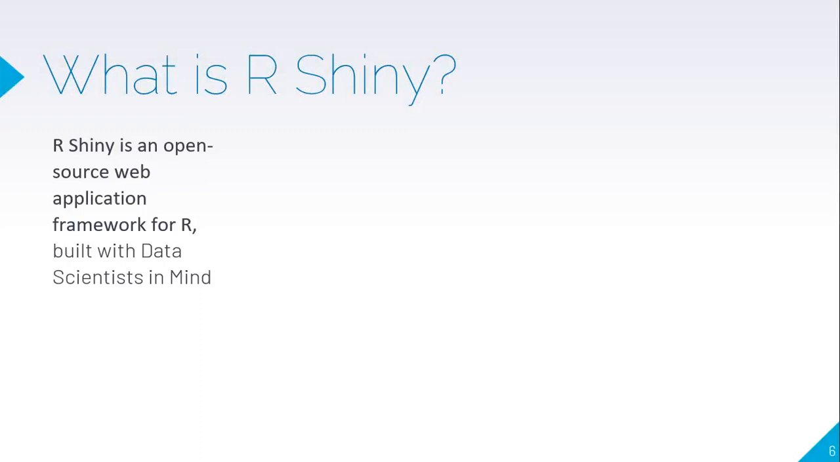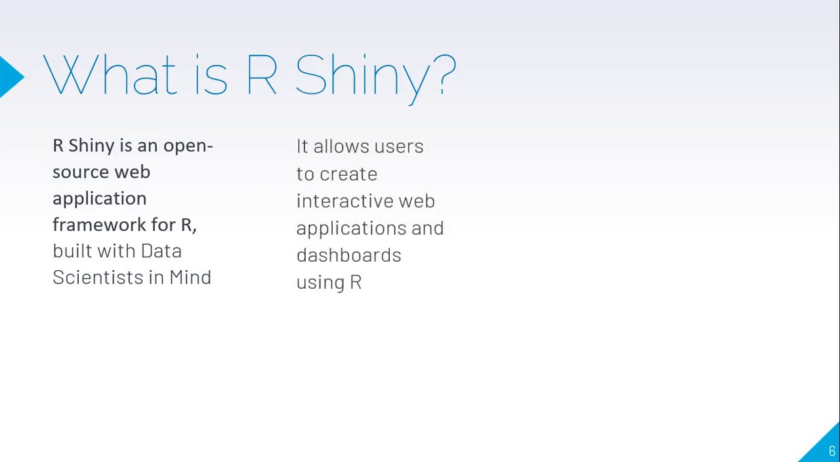Proceeding, what is R Shiny to start with? R Shiny is a package that was developed by Hadley Wickham, and it is a framework that helps you create web applications in R. The most important bit is that it was built with data scientists in mind, not just for creating web applications for fun, but specifically for data science. So it allows you to create interactive web applications and dashboards using R, fully using R.